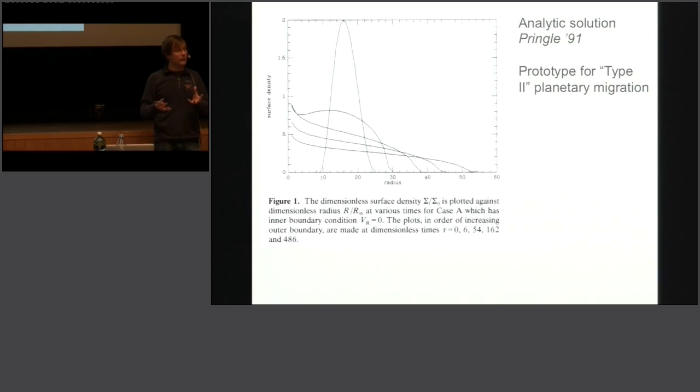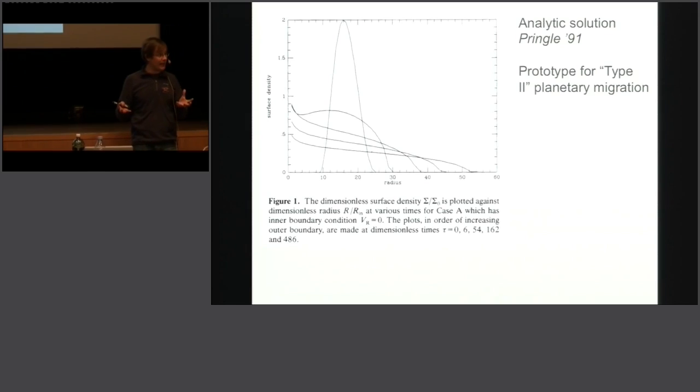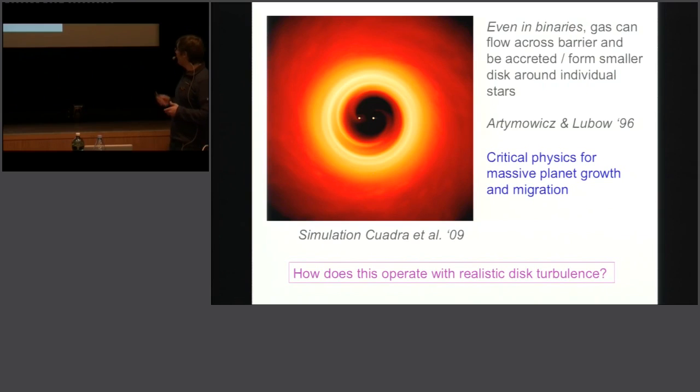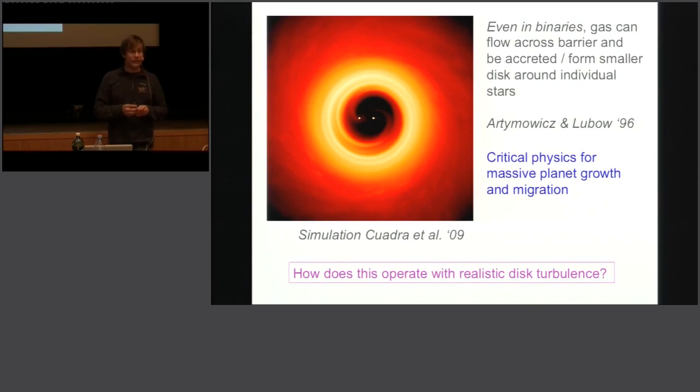It's also interesting because this is, if you like, the prototype for what's called type 2 migration of planets, where we have a very unequal mass binary, but where the physics of how the interaction takes place with the disk has some similarities. However, when we look at this even in binary systems, we see that this kind of analytic approximation for how the dynamics works is not actually that good.